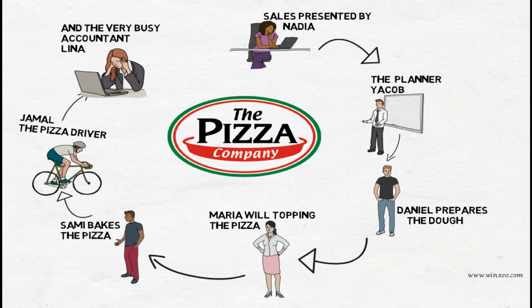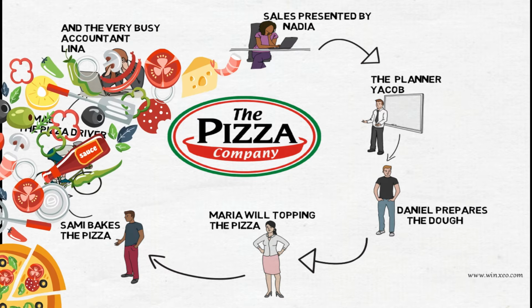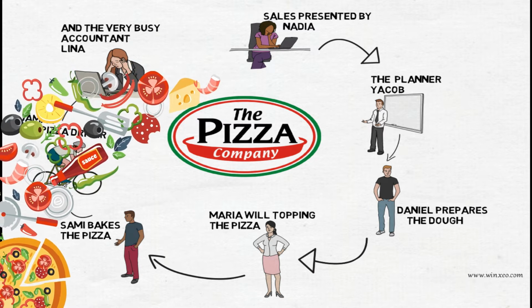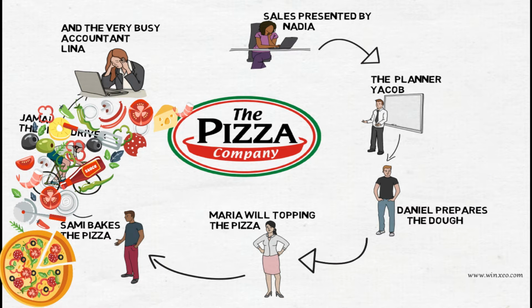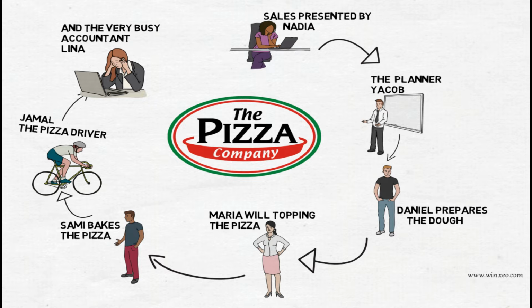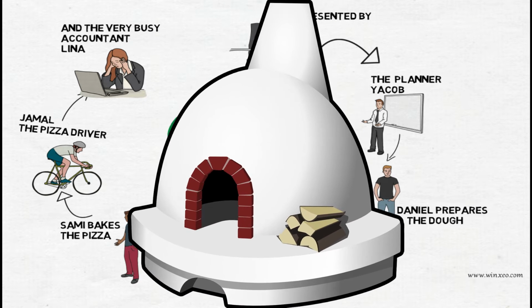Then she will come across that particular production order for dough topping, and she will pick up the dough and bring it into the topping area. She will add some cheese and spread the tomato sauce on it. And when she is done, she will bring the finished pizza into the baking area, which happens in the next area by Sami.